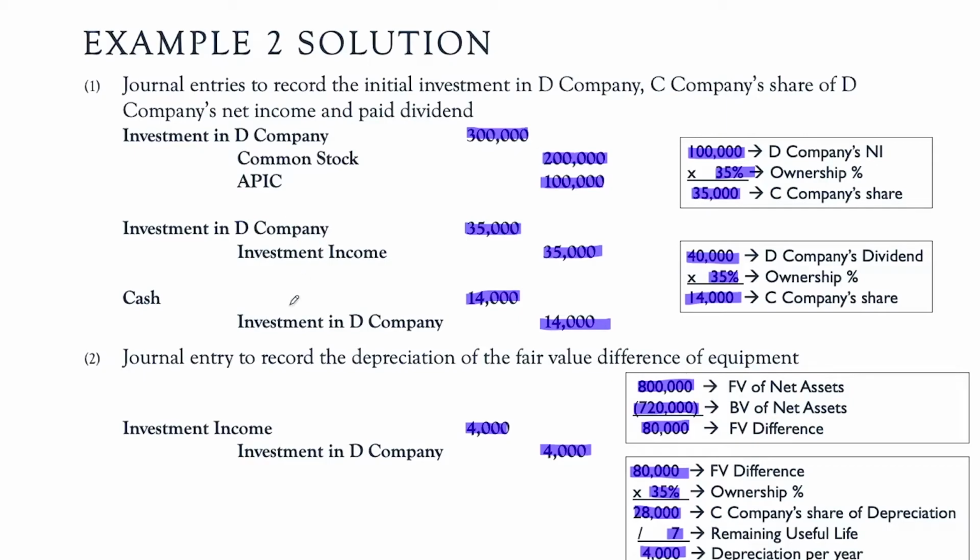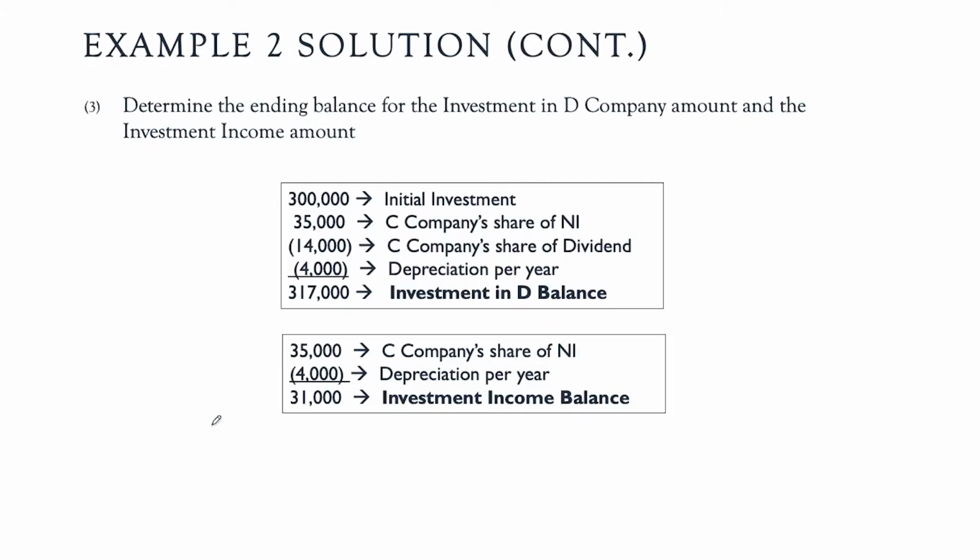However, paid dividends will lower the investment in D company account by $14,000. And the portion of depreciation will lower the investment in D company amount by $4,000 as well. Also, the income account, net income, will raise the income account by $35,000. However, the depreciation will lower the income account by $4,000.